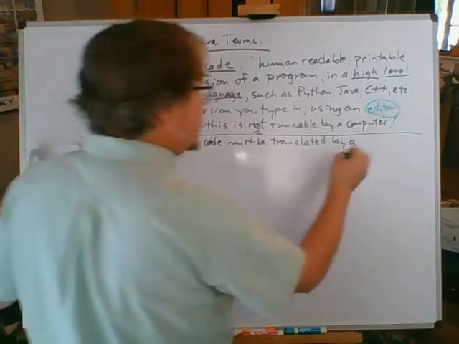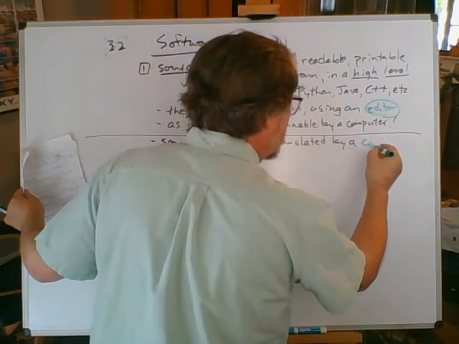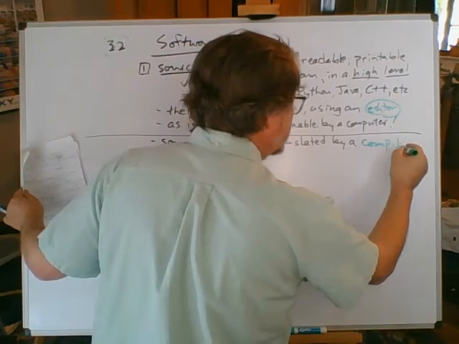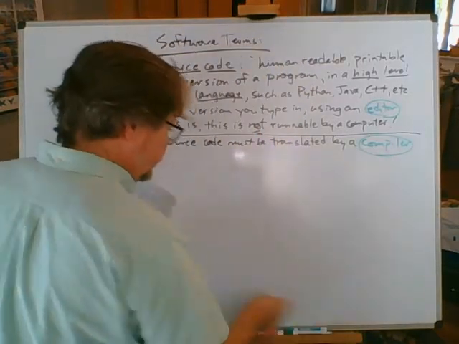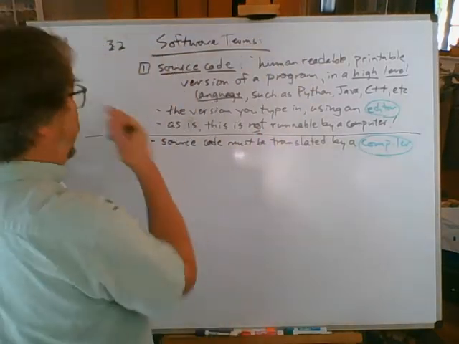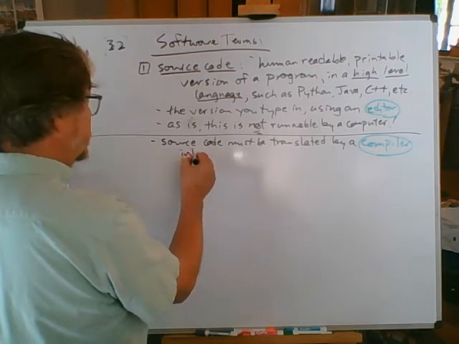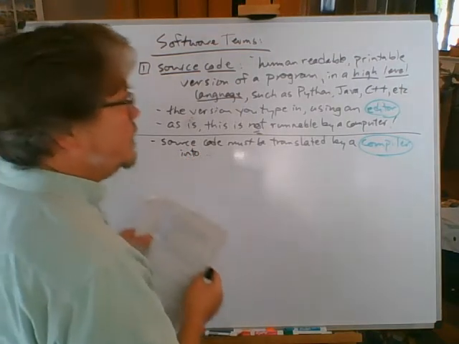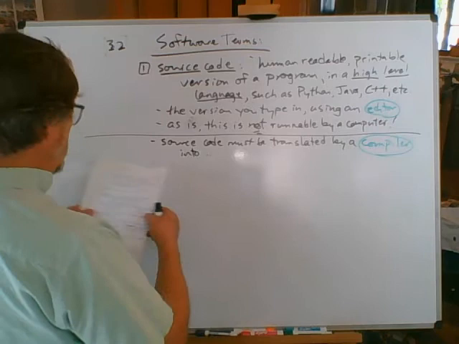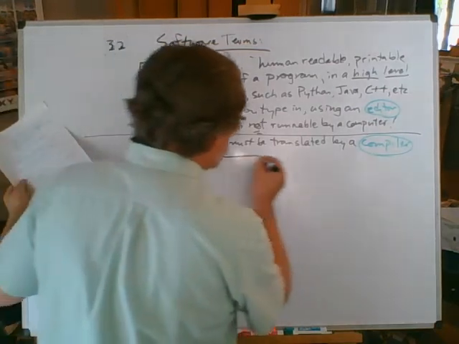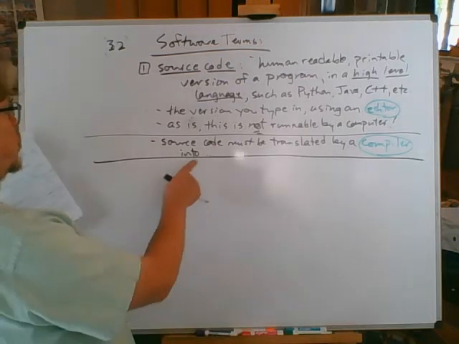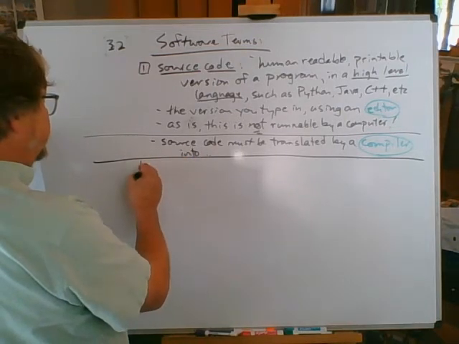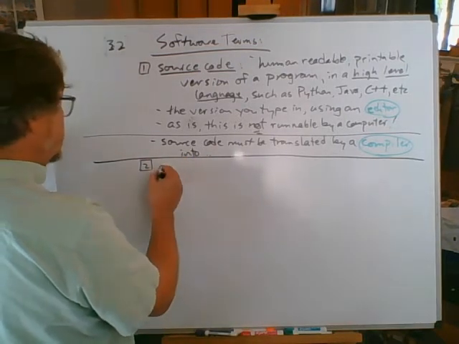Source code must be translated by a compiler. Had plenty of time to think about that word, didn't you? See, I left it open. Into. I'm not sick, I just got something stuck in my throat. That's the translation line. Source code must be translated by a compiler into, drumroll, to object code.